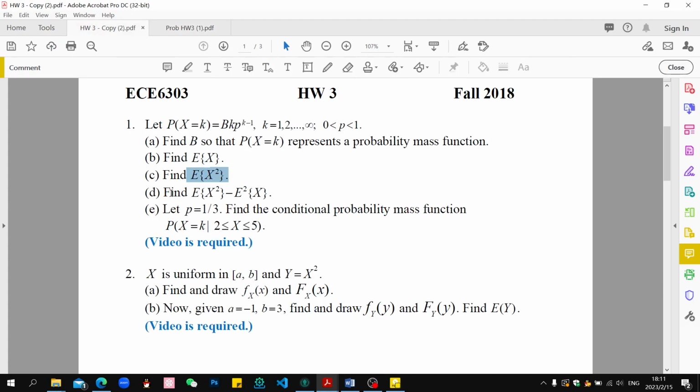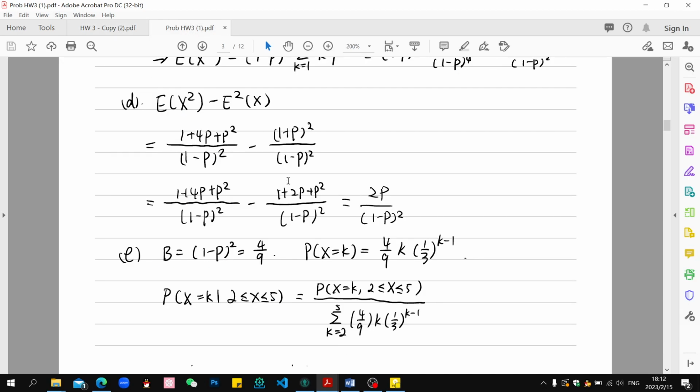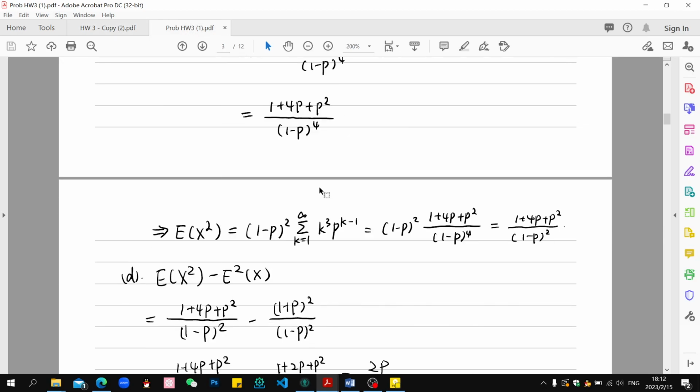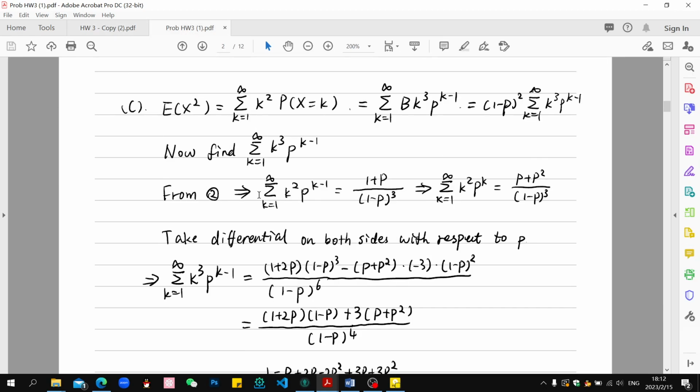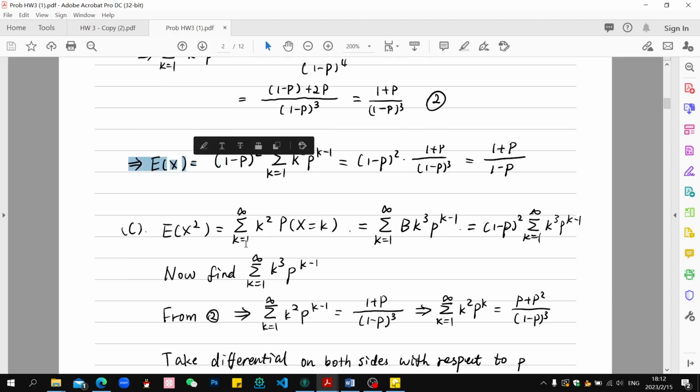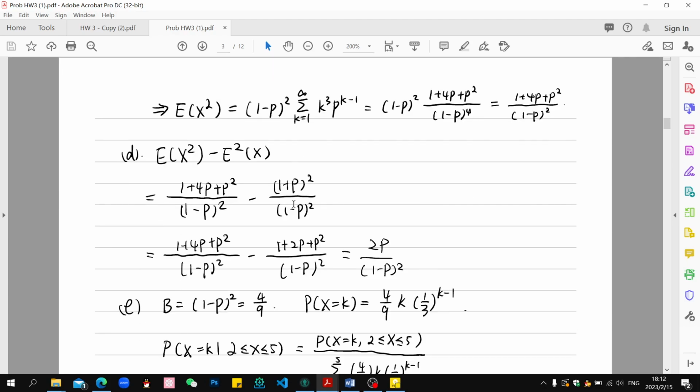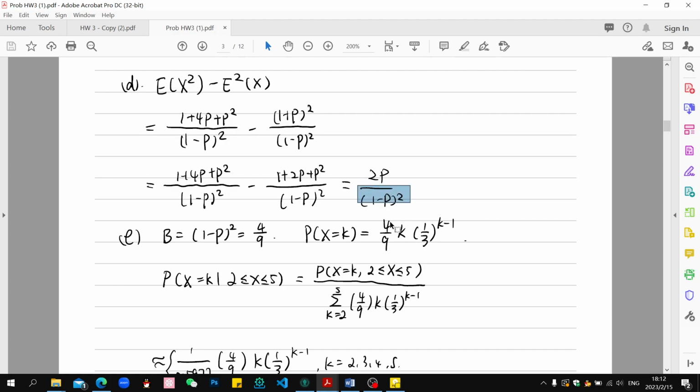Question D asks us to find the variance, E of x squared minus E squared of x. That is the expectation for x squared minus the expectation for x, squared. That is easy to find. Simply do the calculations, because we already know the expressions for the expectations of x and x squared. Simply put them inside and calculate.